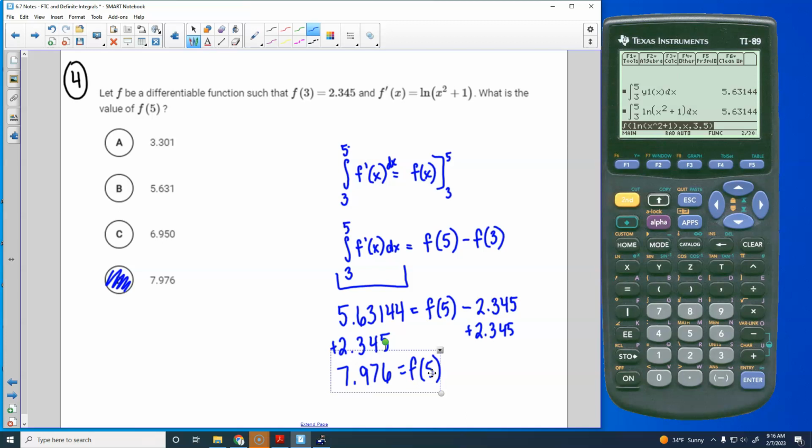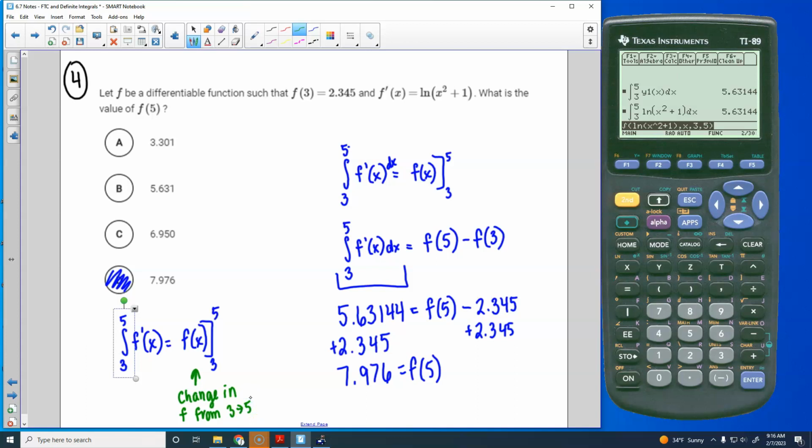Okay, let me offer you another way of thinking about this as well. It's essentially going to do the same thing, but there's another way of thinking about this that is also helpful. When I integrate from 3 to 5 of f prime of x, that is f of x evaluated from 3 to 5. This is the change in f from 3 to 5. It tells me how much change.